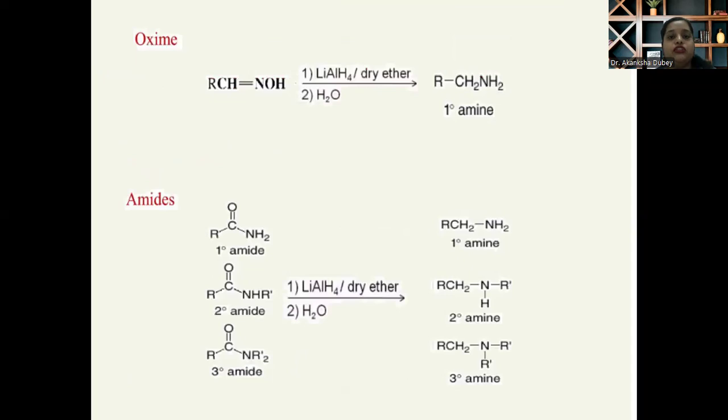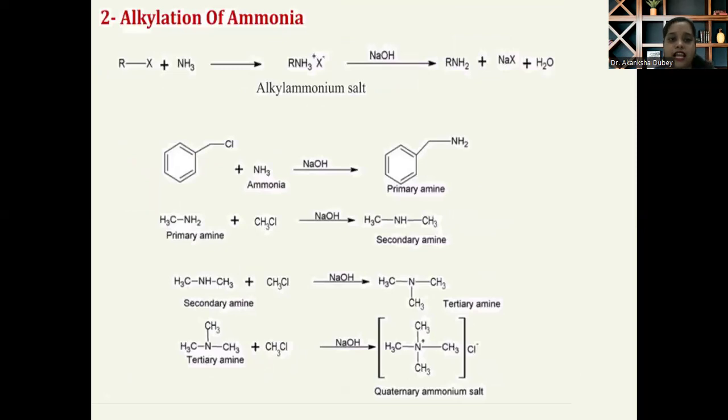Next, we have conversion of primary amide to amine. Similarly, it could be treated with lithium aluminum hydride in presence of dry ether and water and can be converted to primary amines. Next, we have alkylation of ammonia. So here you can see that if any haloalkanes are treated with ammonia, they form alkyl ammonium salt, followed by treatment with sodium hydroxide, which can be converted to primary amines.